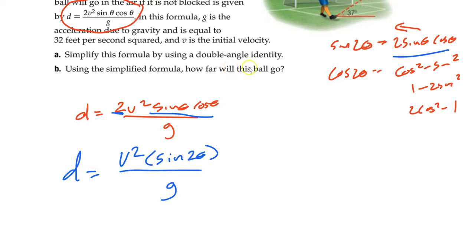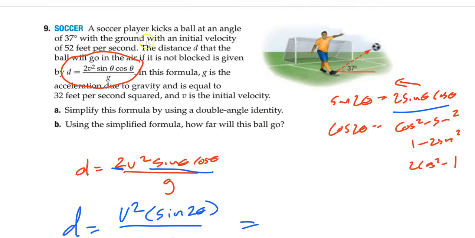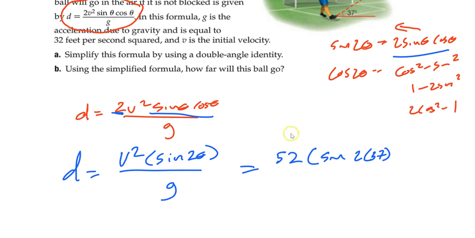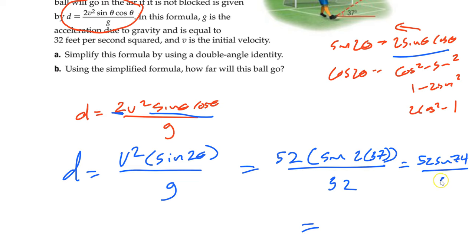Using a simplified formula, how far will the ball go? So we're just going to plug our stuff in. The initial velocity, they tell us, was 52 feet per second. So 52. The angle is 37. And then gravity is 32. So I'm going to get 52 squared times sine of 74 all over 32. Put that in your calculator and you get an answer. And that's it.